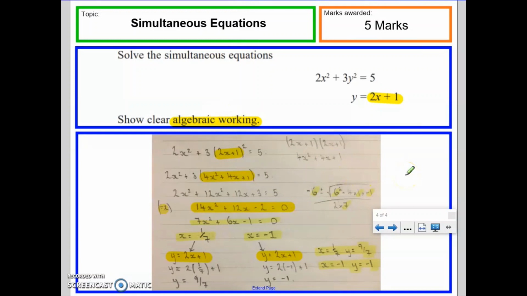Very well done if you were able to answer that question correctly, showing your full working out and your full notation in order to receive all 5 marks.